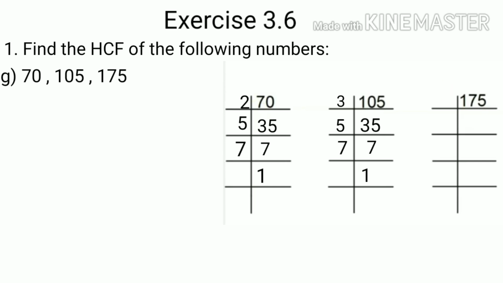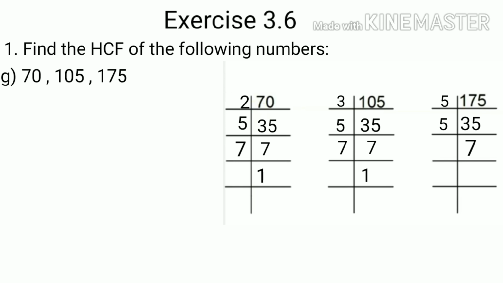So even here, we need to find the smallest prime number which can divide 175 exactly. So we will start with 5. And when we divide 175 by 5, we get 35 as the quotient. And again, we need to find the smallest prime number which can divide 35 exactly. We know that 35 is divisible by 5. So when we divide 35 by 5, we get 7 as the quotient.